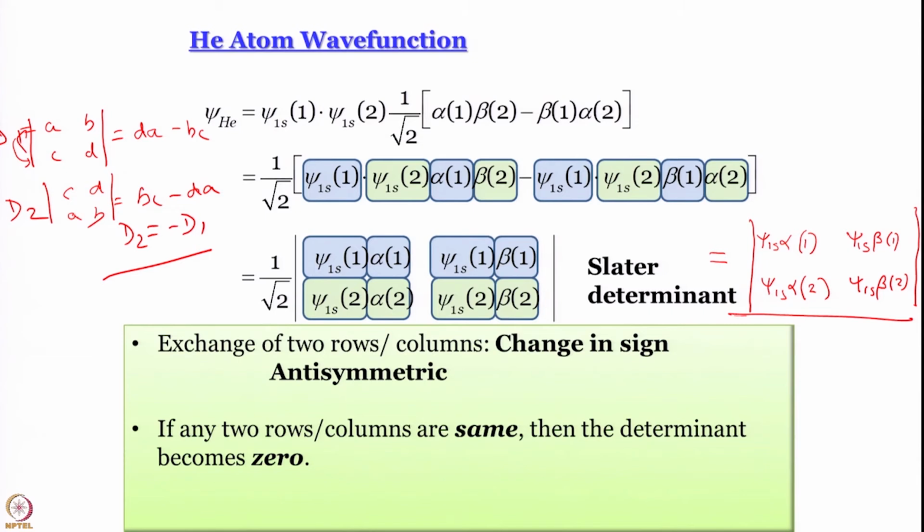So since the determinants change sign upon exchange of 2 rows or 2 columns, when you write the wave function in the determinant form, you are assured that you have written an antisymmetric wave function, you do not have to worry. Okay. Another property is, if any 2 rows are the same or any 2 columns are the same, then the determinant becomes 0. Once again, since we have promised some students to do things from scratch by and large, we will do it.